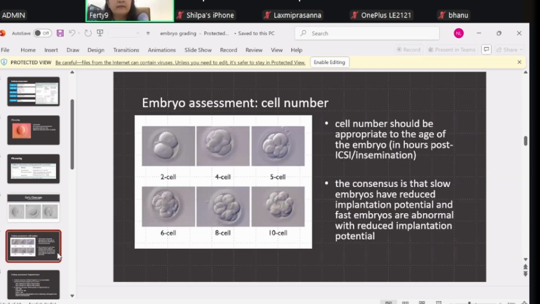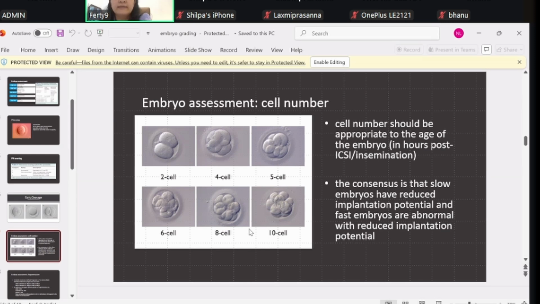Then embryo assessment we do in three categories: cell number, fragmentation, and whether nuclei are present or not. Under cell number we have 2 cell, 4 cell, 5 cell. If you see only 2 blastomeres, we call it 2 cell. If the blastomeres are 4, we call it 4 cell. This is the zona pellucida, and inside are the 4 blastomeres. Five cell in the same way, 6 cell, 8 cell embryo, then 10 cell embryo.